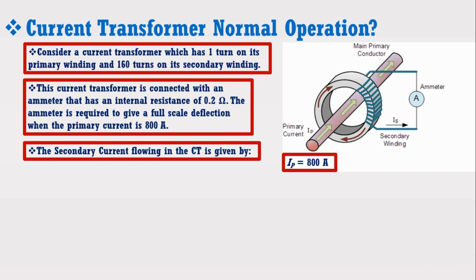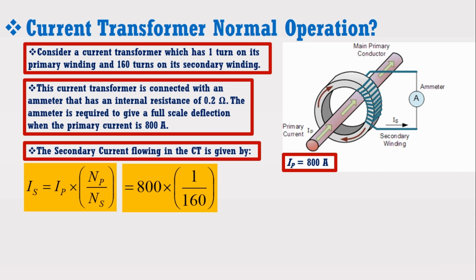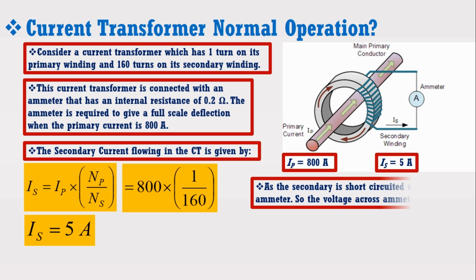The secondary current flowing in the CT is given by Is = Ip × Np/Ns. By putting the values of primary current, number of turns on primary and secondary winding, we get the secondary current equal to 5 ampere as shown below. As the secondary is short circuited with an ammeter, so ideally speaking the voltage across ammeter should be 0, but practically an ammeter has the lowest resistance of 0.2 ohms in this case.